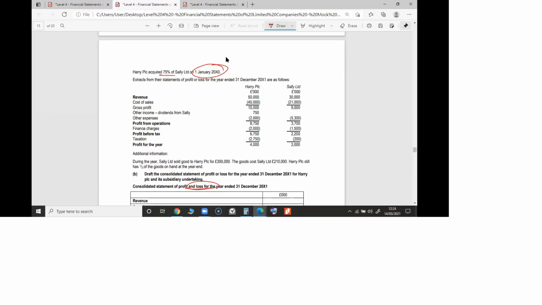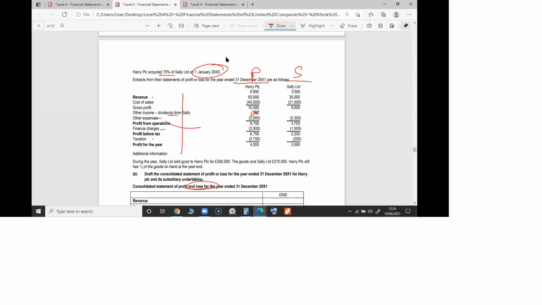Extracts from the statement of profit or loss for the year ended 31st December 2011. Harry and Sally are given. Harry is the parent, Sally is the subsidiary. Sales, cost of sales, gross profit, other income, dividend. So dividend doesn't count, it's intercompany. Other expenses or finance charge, taxation, it's just all add up, isn't it?